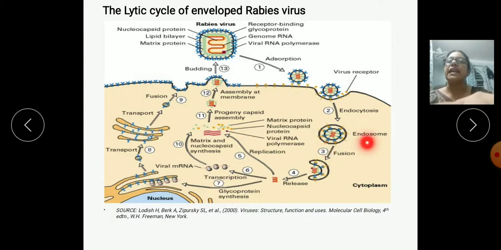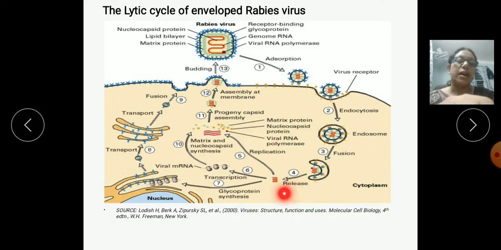Endosomes have certain characteristics. They take up protons from the cytoplasm inside them. When the protons enter the endosomes, what happens? The pH reduces. With this reduction of the pH, the glycoprotein layer of the virus breaks and the red capsid moves out. The red capsid, or the red nucleic acid, comes out.